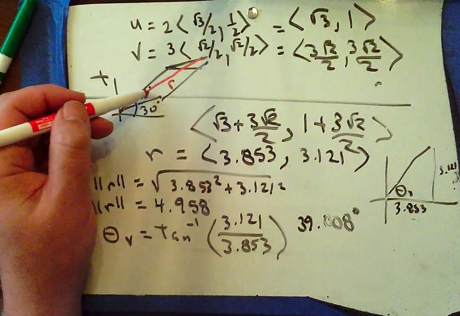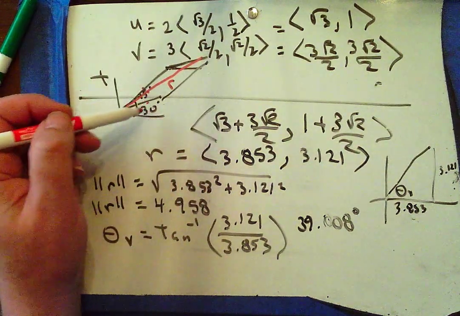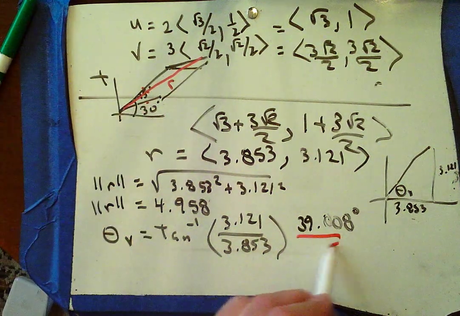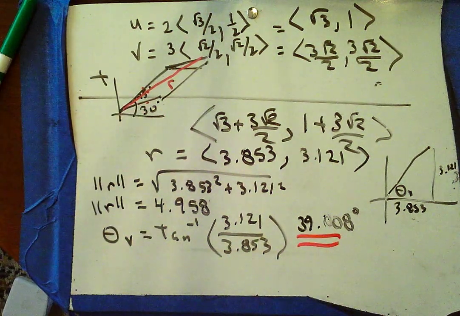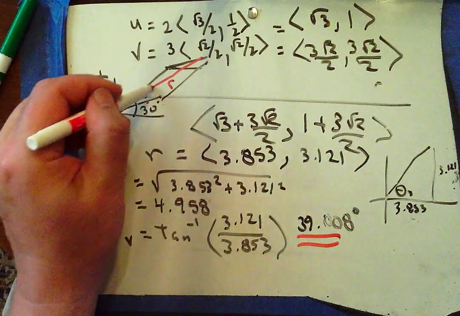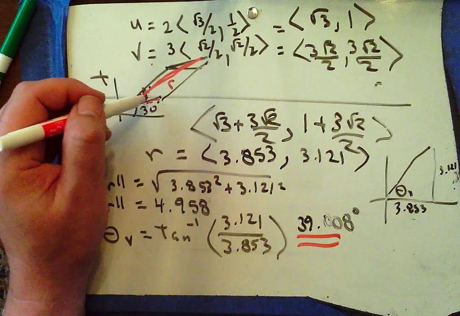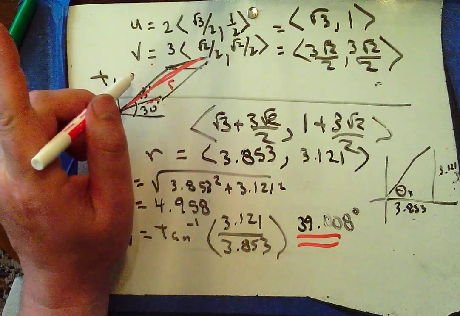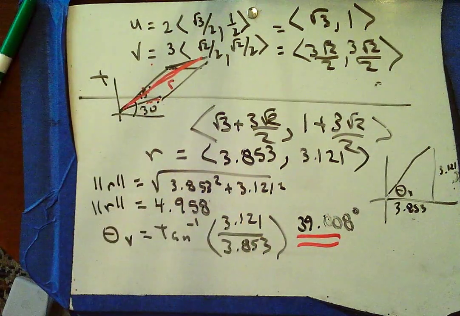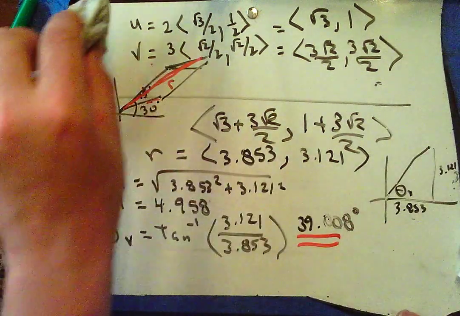And I can see that that angle is between the 45 and the 30. I also see that the magnitude should be bigger than the magnitudes of either of the others. That's not always true, but it's certainly true in this situation. And I can see that when I draw the parallelogram. It may help you to draw the parallelogram.